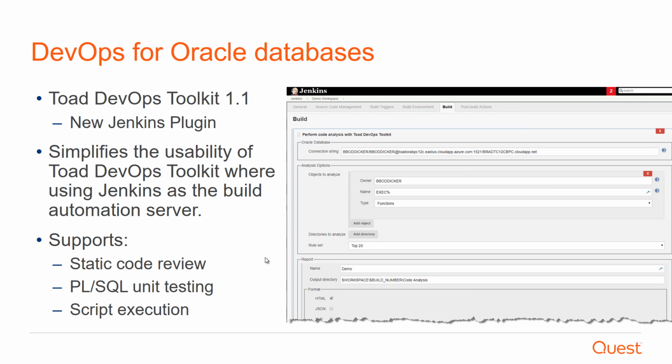And then this year, we've released a new version of Toad DevOps Toolkit, which comes with a Jenkins plugin. If your automation server of choice is Jenkins, we've simplified the way that you use Toad DevOps Toolkit by actually bringing in some of the key things like static code reviews and unit testing directly inside of the build console itself. So you'll see in the screenshot, I'm in Jenkins, I'm doing a build, I've got a build step that says perform code analysis with Toad DevOps Toolkit. I fill in the information I want, and when I initiate the build, it's going to automatically call Toad DevOps Toolkit and perform the necessary operations on the database objects.